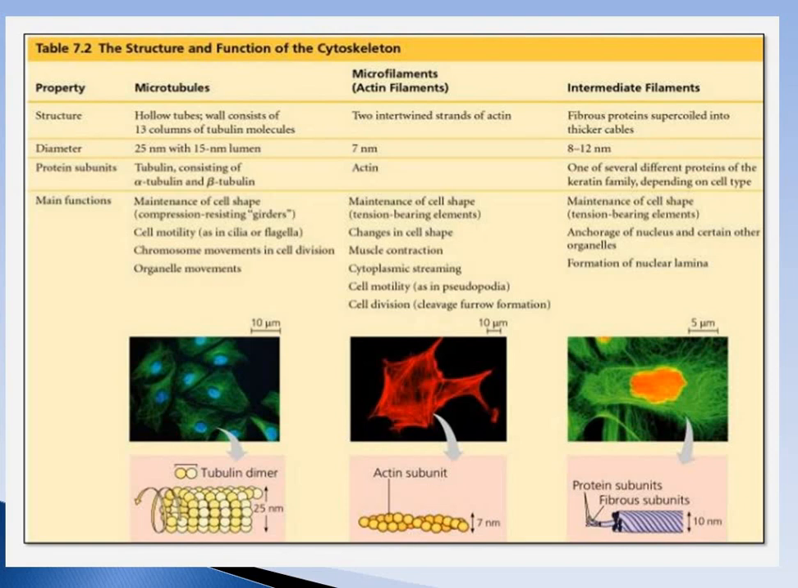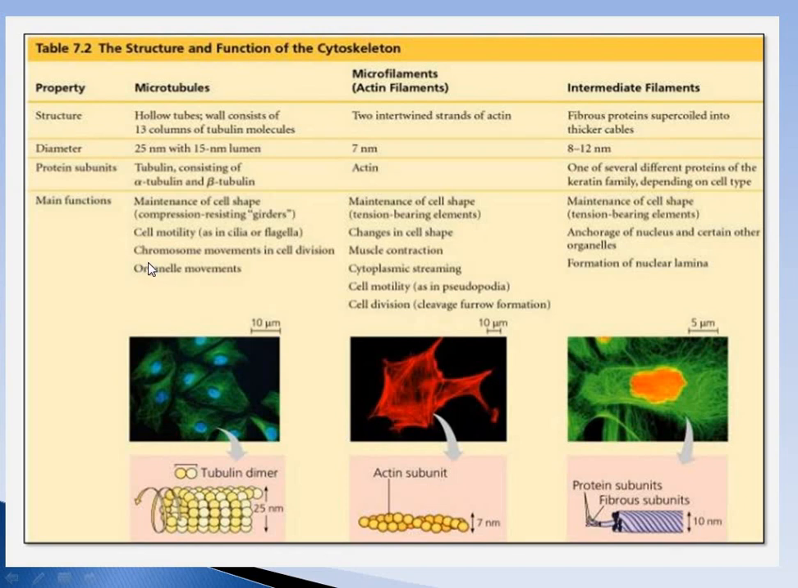Microtubules are made up of tubulin. Each tubulin is made up of alpha tubulin and beta tubulin. And microfilaments are made up of actin, and intermediate filaments are made up of vimentin or keratin proteins. And microtubules help to maintain the shape of the cell, help in the motility or in the movement of the cell if they are present in the form of cilia and flagellum.